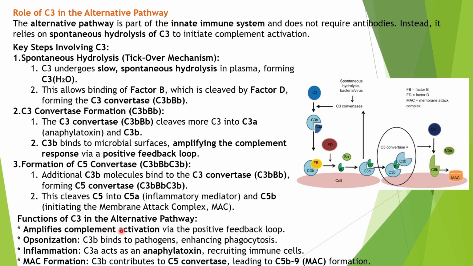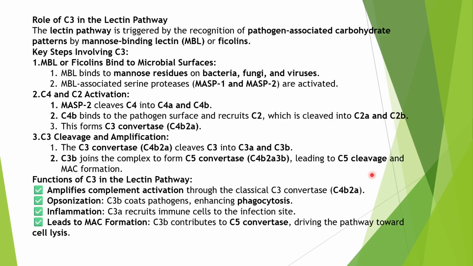So the function of C3 in the alternative pathway is to amplify the complement activation via a positive feedback loop. You can see the positive feedback loop, and then opsonization: C3b binds to pathogens, enhancing phagocytosis. Inflammation occurs because C3a is an anaphylatoxin. It recruits immune cells, and MAC formation occurs by C5b, and C5a is also an inflammatory mediator.